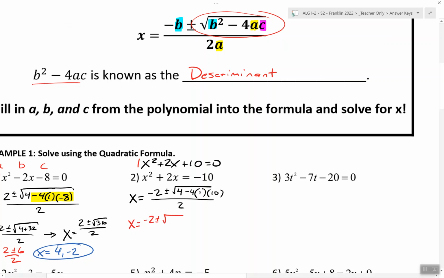Now here we can probably do this all at once. So we have 4 times 10, which is 40. So we have 4 minus 40 inside, which is negative 36, all over 2. Well, we know what the square root of negative 36 is. So x equals negative 2 plus or minus, that's 6i over 2.